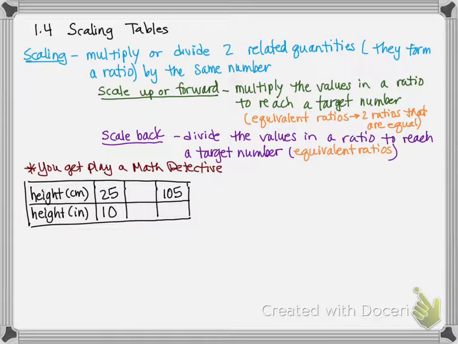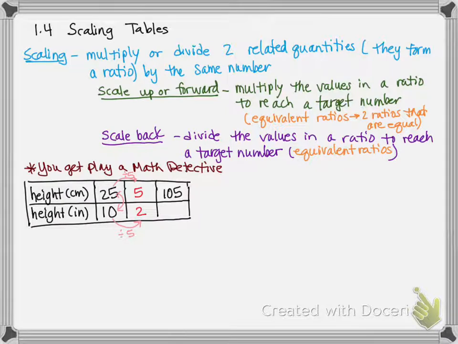how do we get from 25 to 105? And the answer is, there's nothing you can multiply 25 by in order to get to 105. So what you're going to do instead is look between these two. Is there something that you can do to 25 and 10? I noticed that they're both divisible by 5. So we're going to scale back or divide both of those by 5. Let's see what we end up with. So we end up with 25 divided by 5 is 5, and 10 divided by 5 is 2.